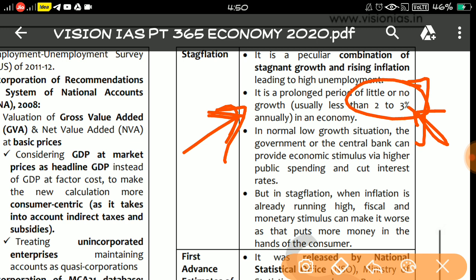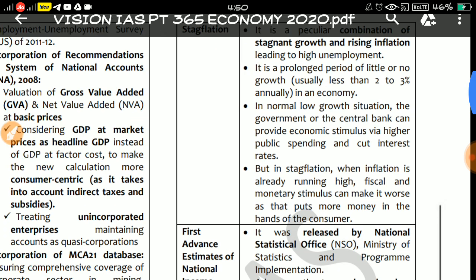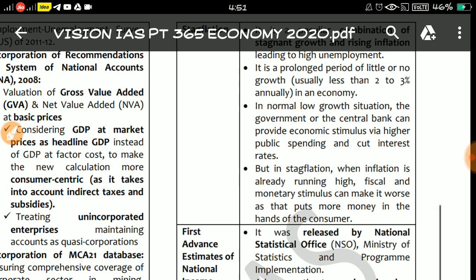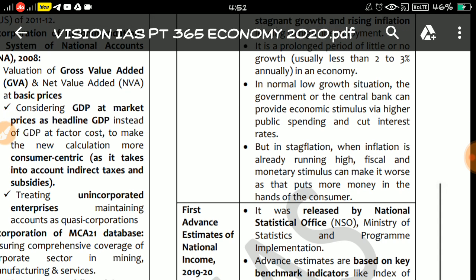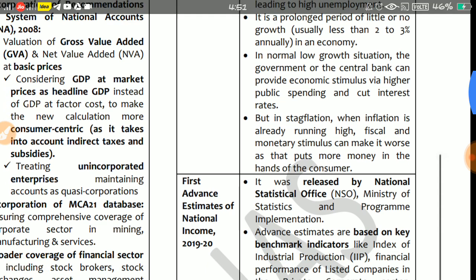But yes, if there is going to be stagflation, it needs to be there on a regular basis. Regularity is required, so it is not possible as of now. And apart from that, in a normal low growth situation, the government or the central bank can provide economic stimulus. If there is inflation, unemployment or low growth, there are different rules to counter those things. But in stagflation, you cannot do any sort of activity, because ultimately things will become more complicated if you take action. That's why it becomes difficult.